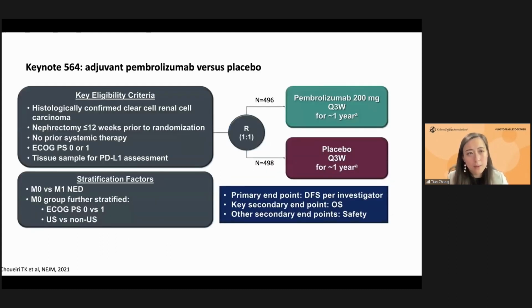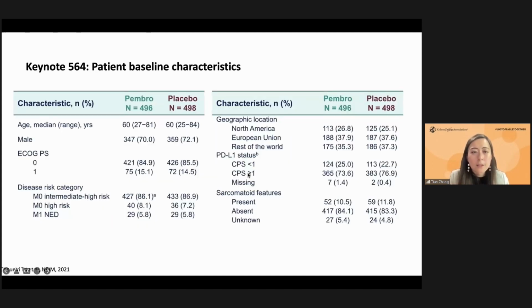So along came the KEYNOTE-564 adjuvant pembrolizumab trial. This was all patients with high risk disease treated with pembrolizumab versus placebo. And you'll see here the patient baseline characteristics of patients randomized to either pembrolizumab or placebo. Most of these patients had intermediate or high risk disease, and some patients had at least one site of metastasis that was resected before they were treated.